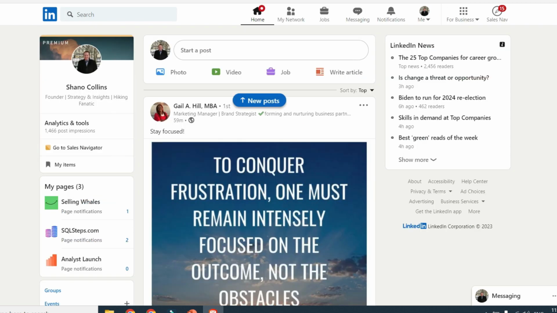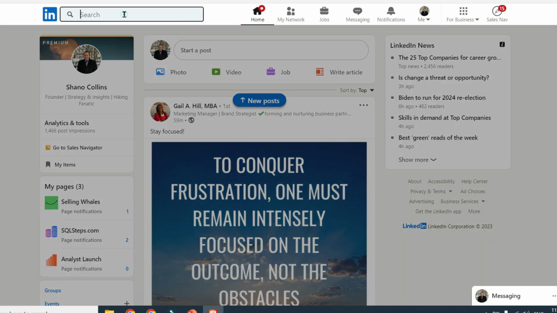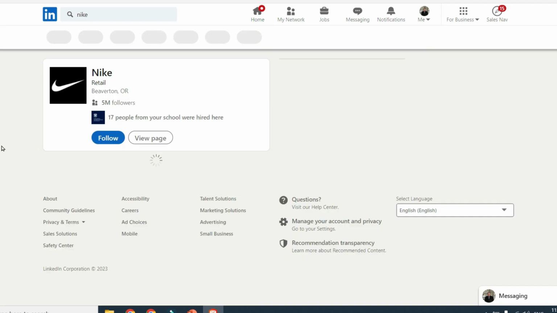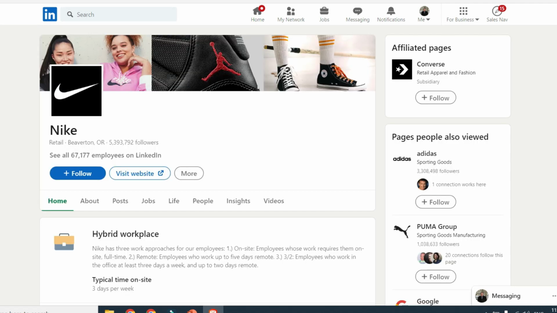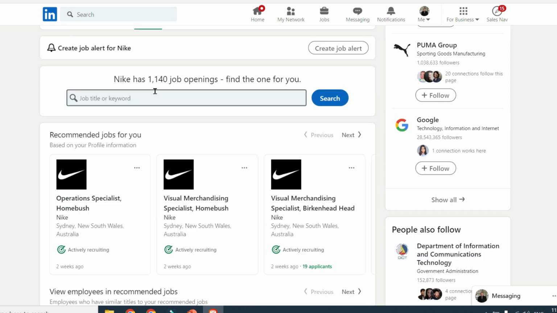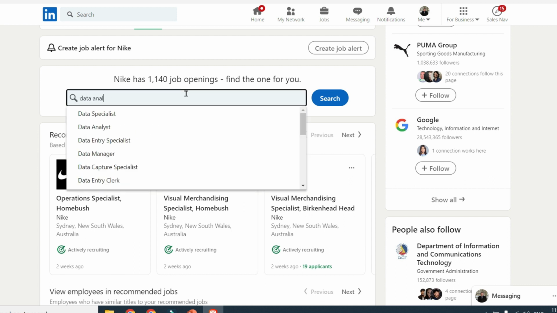Now let's say you want to target a company. Let's say your dream is to work for Nike. You love Nike, you love their shoes. You just want to work for them. So the first thing you do is you do a search on Nike, literally, and you go to their page, view page. Then you go and look at jobs. Nike has 1,140 job openings at the moment. So you want to search for exactly what you want. So you want data analyst.